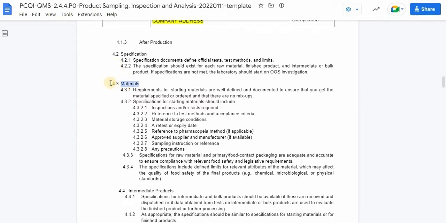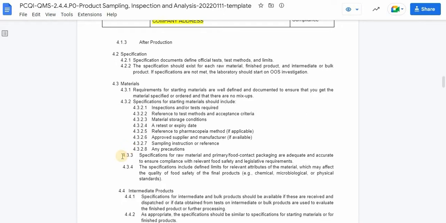Third is materials. Requirements for starting materials are well defined and documented to ensure that you get the materials specified or ordered and that there are no mix-ups. Specifications for starting materials should include inspections and/or tests required, reference to test methods and acceptance criteria, material storage conditions, a retest or expiry date, if applicable, reference to pharmacopoeia method and approved supplier and manufacturer, sampling instruction or reference, and any precautions.